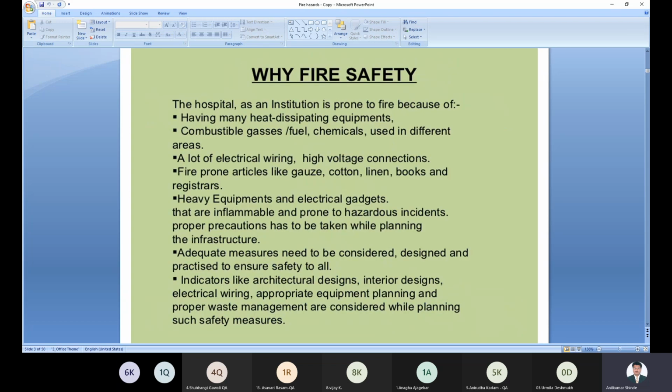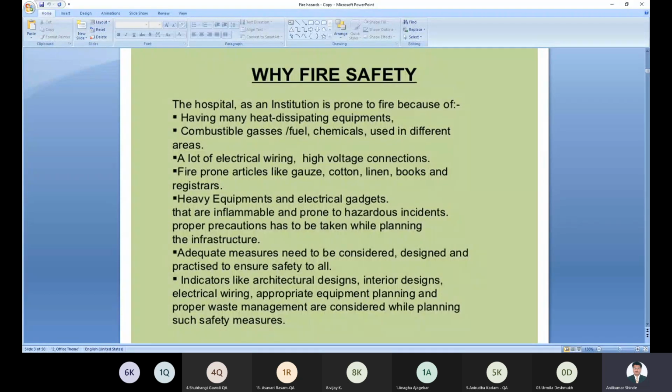Then fire safety is required, particularly in industry or in a hospital. Fire safety measures must be in place to avoid the loss of patients, the loss of persons, or the loss of property, in a hospital as well as in industry. So that's why prevention of fires must be required in a hospital or an industry.